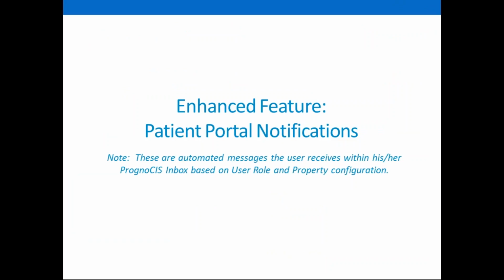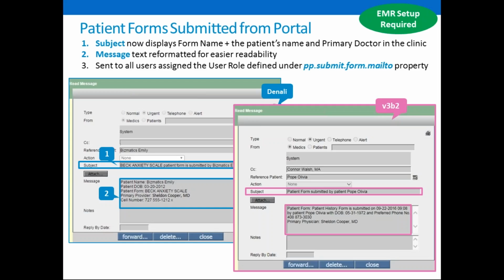Now, along with all of the interactions that the patient has on the portal, there's some enhancements with regards to the notifications. These are the automated messages that the user receives within their prognosis inbox based on user role and property configuration. So different activities your patient performs can trigger messages to you at the office, whether you are the doctor, the nurse, the medical assistant, the front office receptionist, whomever in your office needs to receive this information that the patient has done. It is controlled by the way you define these different properties that we're going to touch on.